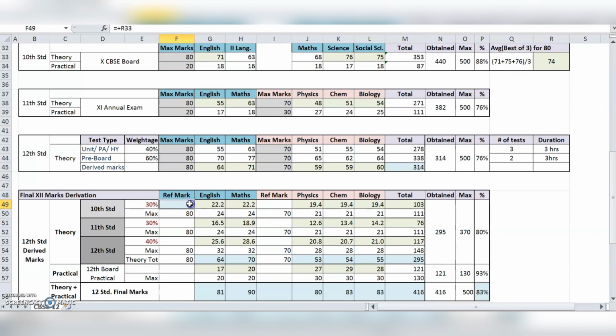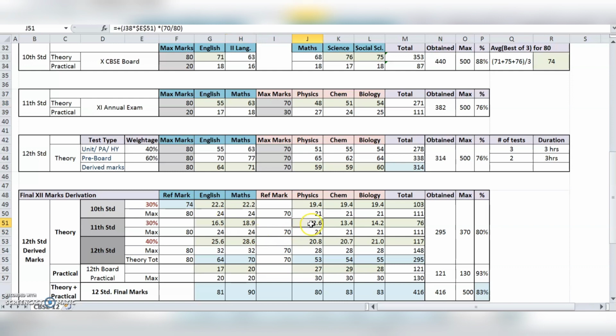While for the 10th component, the 30% mark is applied to all the subjects equally based on either 70 or 80 max marks. The 11th marks are taken from the individual subject marks that we calculated above from the annual exams. So for 80 marks maximum English, it is calculated as 16.5 out of 24, since it's 30% of 55. Similarly, 30% of 63 is calculated as 18.9 out of 24.